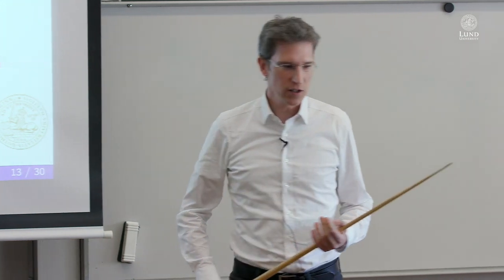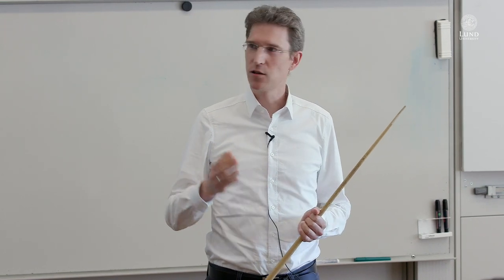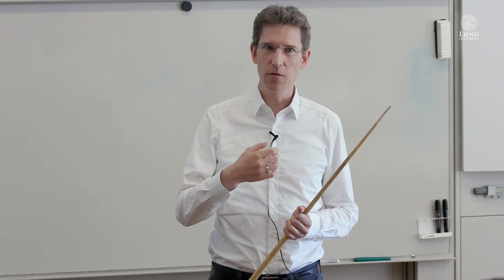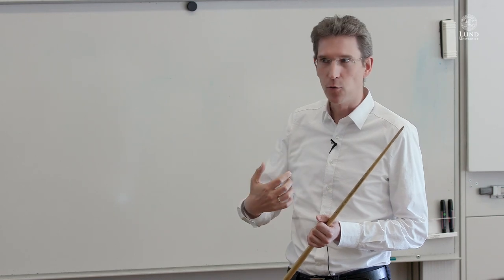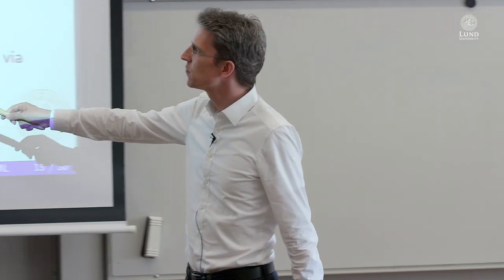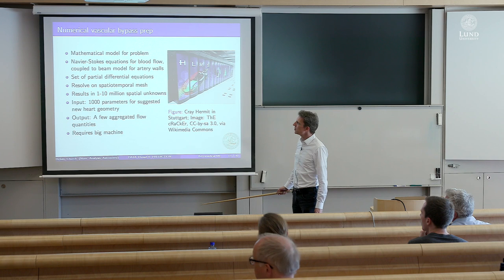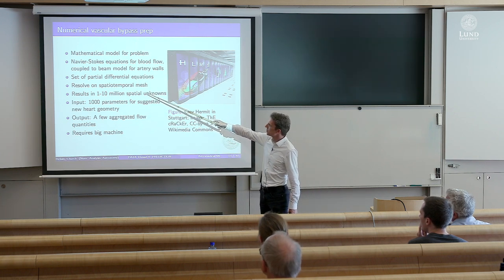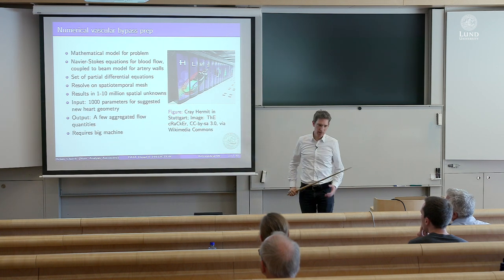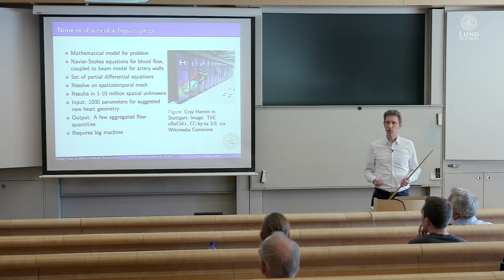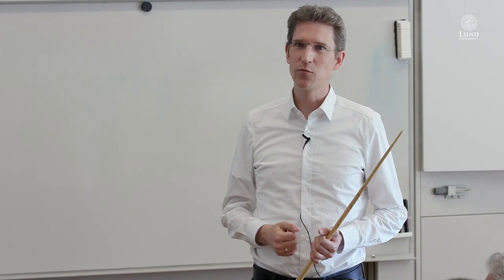And then you have an image of the heart as it is. And you want information about, if I do the surgery, so I change the geometry of some of the arteries or the heart, how does the heart perform afterwards? Then you have about 10,000 parameters for the suggested new heart geometry and get out a few aggregated flow quantities. Essentially, going from 10,000 parameters to 10 million unknowns, where you solve the PDE and then going back, requires a big machine. If you do this on your laptop, you have to wait a very long time. And even if you do this on a big machine, it's probably not what your doctor wants.